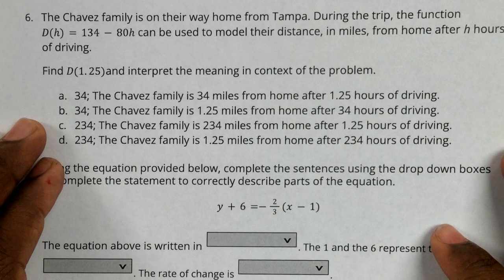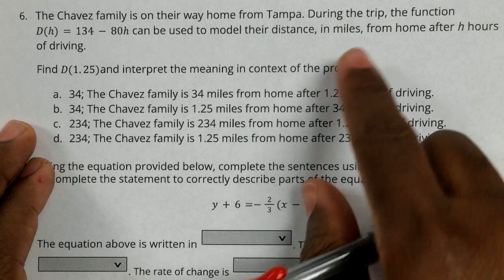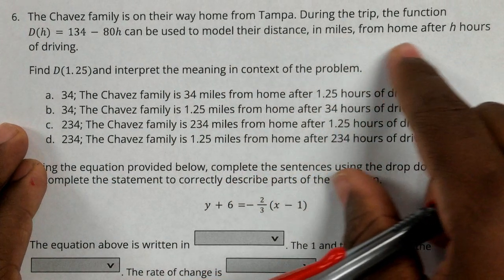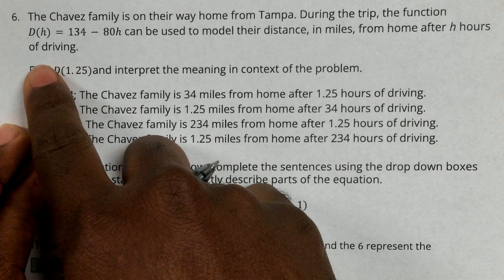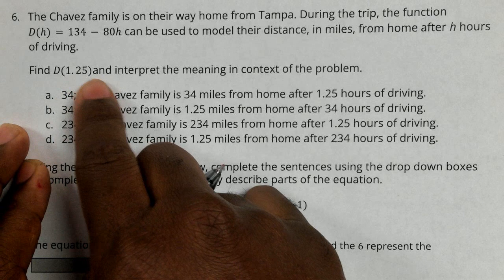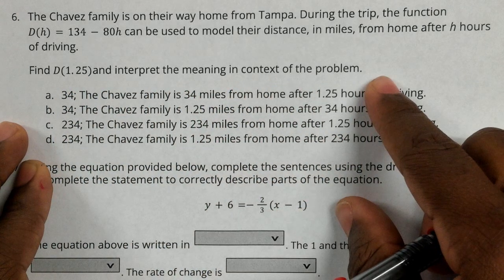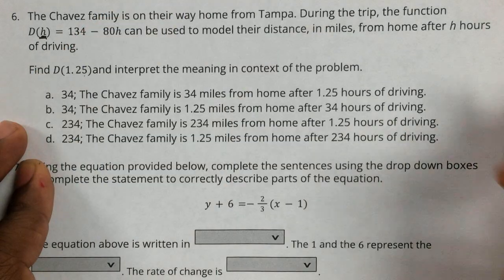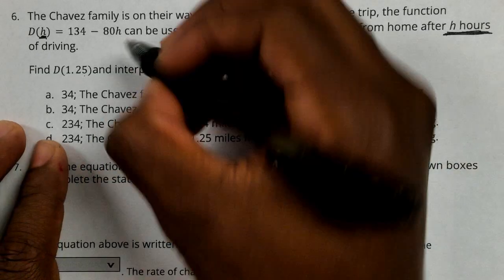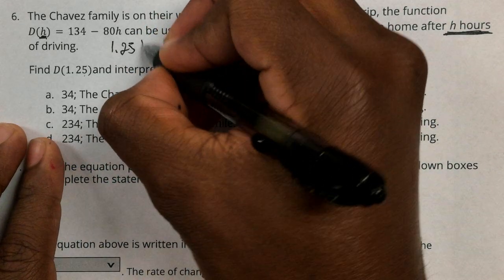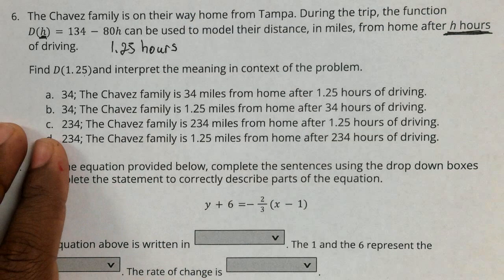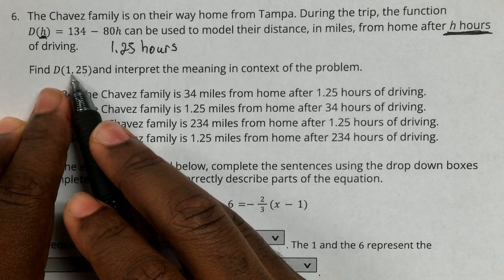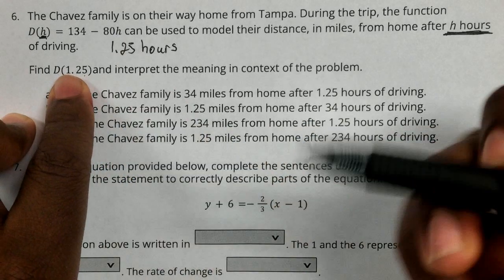The next question says the Chavez family is on their way home from Tampa. During the trip, the function represented here can be used to model their distance in miles from home after 8 hours of driving. Find D(1.25) and interpret the meaning in context of the problem. So in this case, this 1.25 is replacing the H. And it said H represents hours, so this 1.25 represents the amount of hours, okay? So what this question wants us to do, it says find D(1.25).